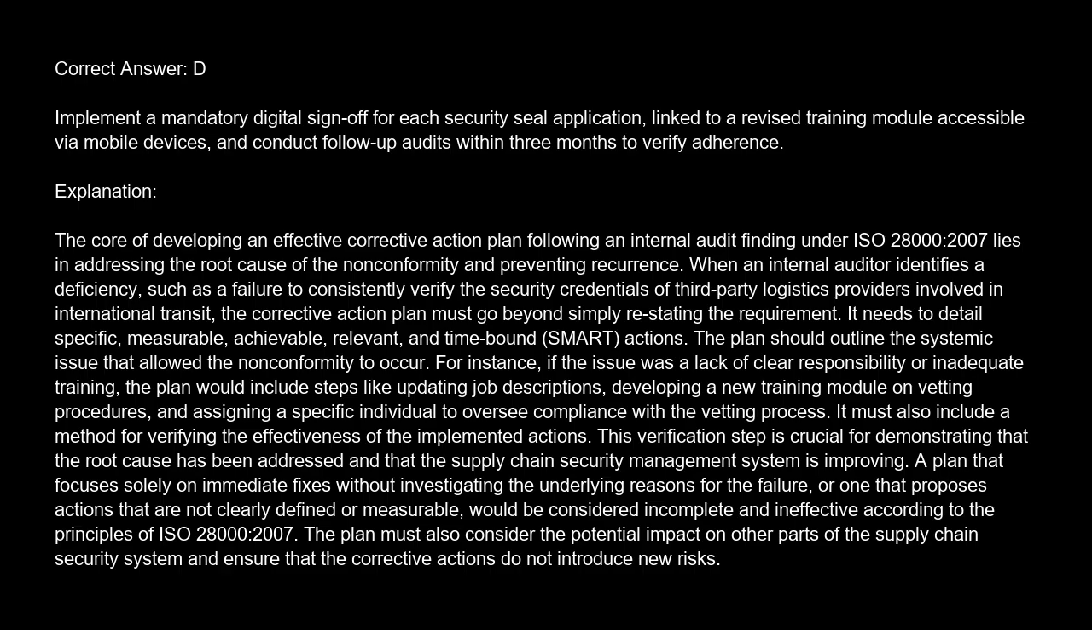A plan that focuses solely on immediate fixes without investigating the underlying reasons for the failure, or one that proposes actions that are not clearly defined or measurable, would be considered incomplete and ineffective according to the principles of ISO 28000-2007. The plan must also consider the potential impact on other parts of the supply chain security system and ensure that the corrective actions do not introduce new risks.